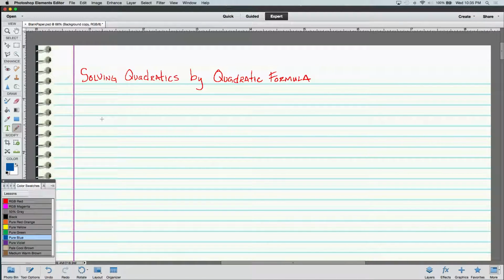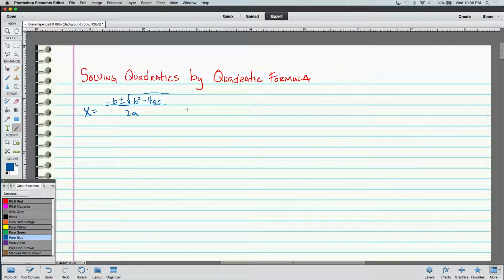Today we will be solving quadratics by the quadratic formula. Before we start, just a couple things I want to go over. First of all, what exactly is the quadratic formula? The quadratic formula is just this. When solving for x with quadratics, x is going to equal negative b plus or minus the square root of b squared minus 4ac, all divided by 2a. Okay, that is the quadratic formula.